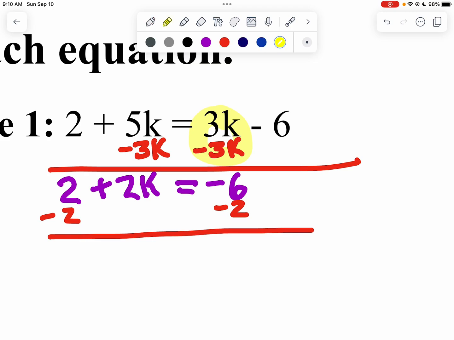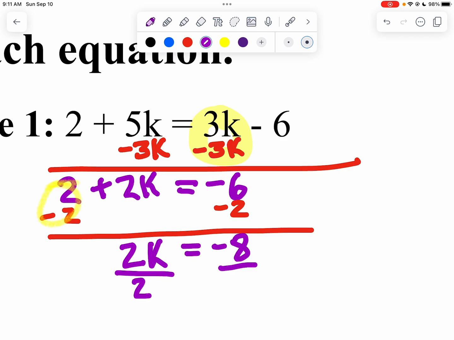I'll bring down my 2k again. Whoops, I don't like yellow. And I want my pen. Sorry about that. There we go, 2k. Notice 2 minus 2 does give me 0, so I kind of skip that. Negative 6 minus 2 is negative 8. I'll divide both sides by 2. K equals negative 4. There's my answer. My answer is k equals negative 4.